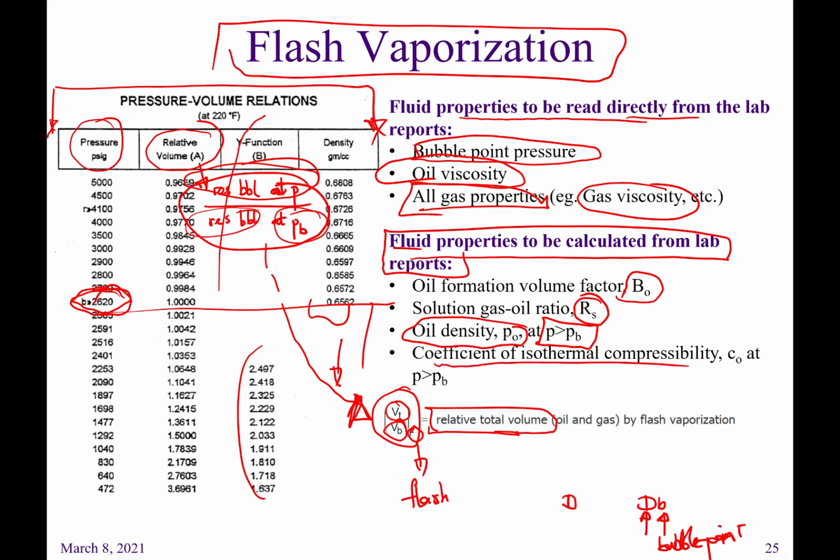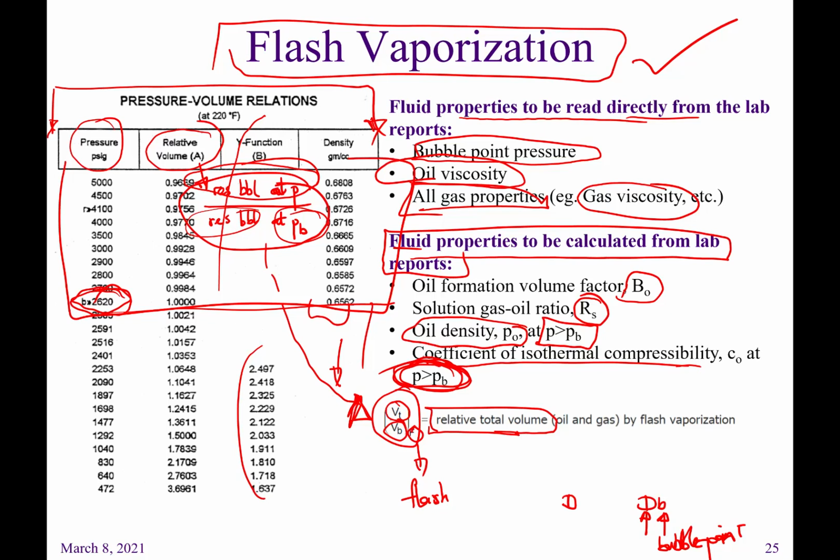Coefficient of isothermal compressibility above bubble point. We have an equation we'll use to calculate it, and because it is above bubble point, which data set do you think we'll be using? Flash or differential liberation? We'll be using flash, right? Because the flash is good above bubble point.